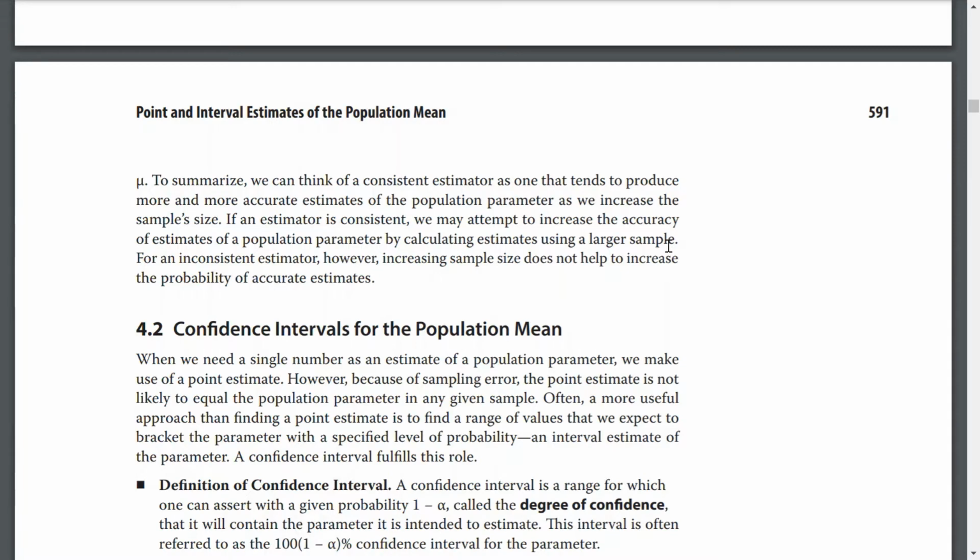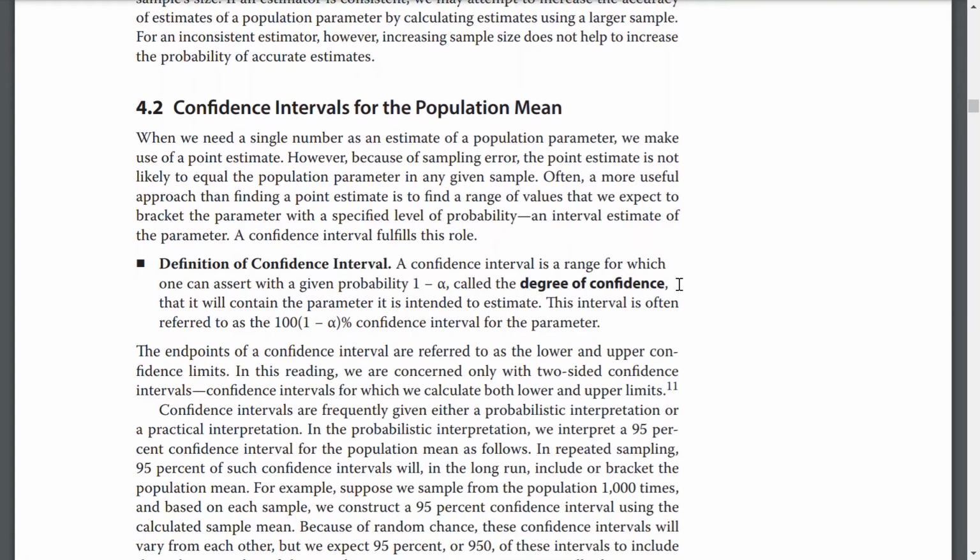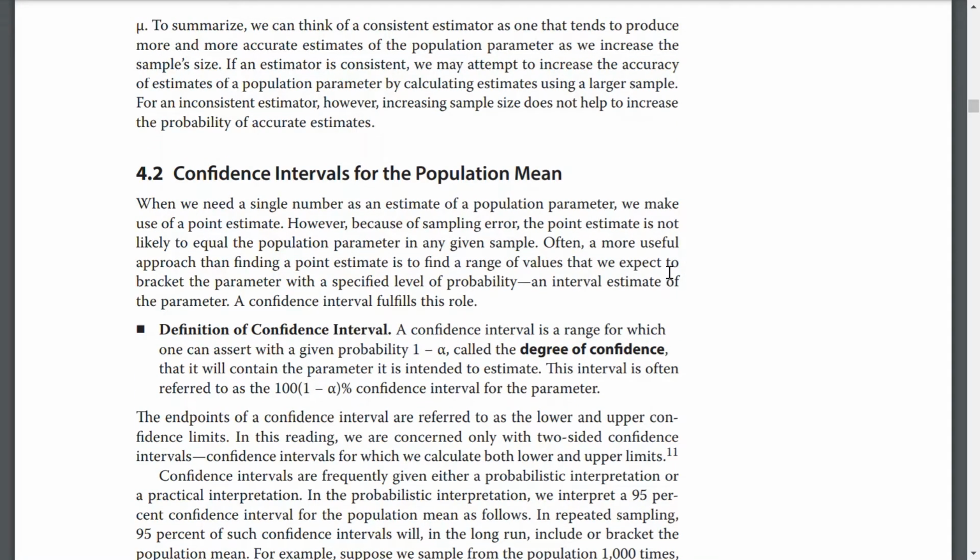4.2 Confidence intervals for the population mean. When we need a single number as an estimate of a population parameter, we make use of a point estimate. However, because of sampling error, the point estimate is not likely to equal the population parameter in a given sample.